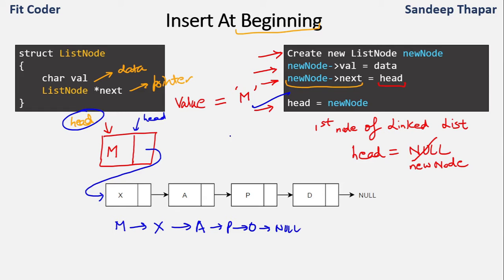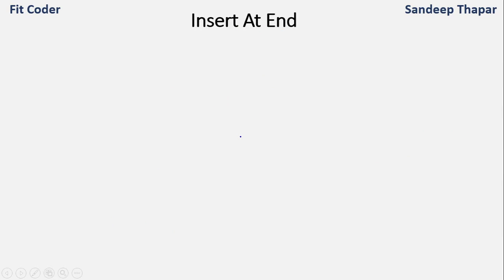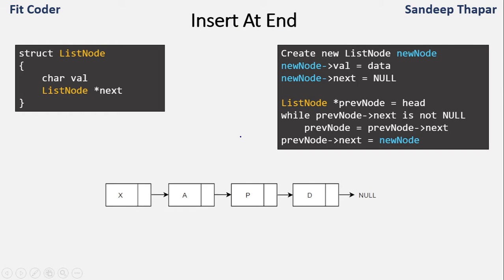Now let's see the second scenario in which we have to insert the node at the end. This part remains the same, that we have to create a new node. So let's say we want to insert m. We create a new node with the value m, because new node val is data which is m, and new node next is null. So we have made the next of this new node as null.